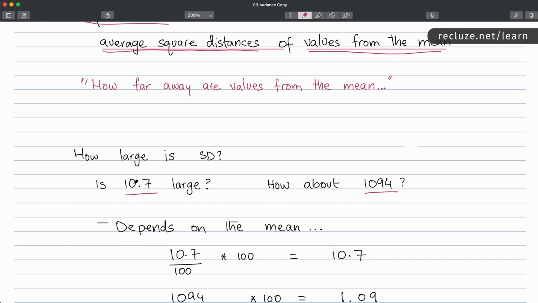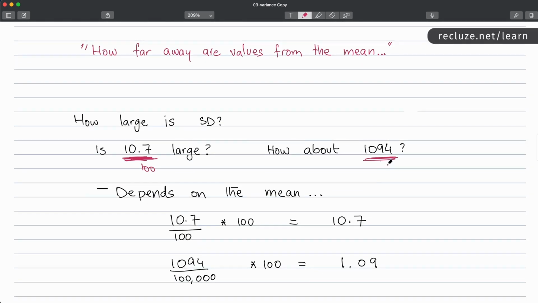For instance, if for this guy, the data for which this is the standard deviation, our mean was at 100, and the data for which this is the standard deviation, our mean was, what was that, 100,000. So these were our means. So here the standard deviation divided by the mean times 100 is 10.7, so the standard deviation is like 10.7%. And here the standard deviation divided by the mean times 100 is 1.09. So these are in percentage. So now you can see that the first standard deviation is quite large because it all depends on the mean.